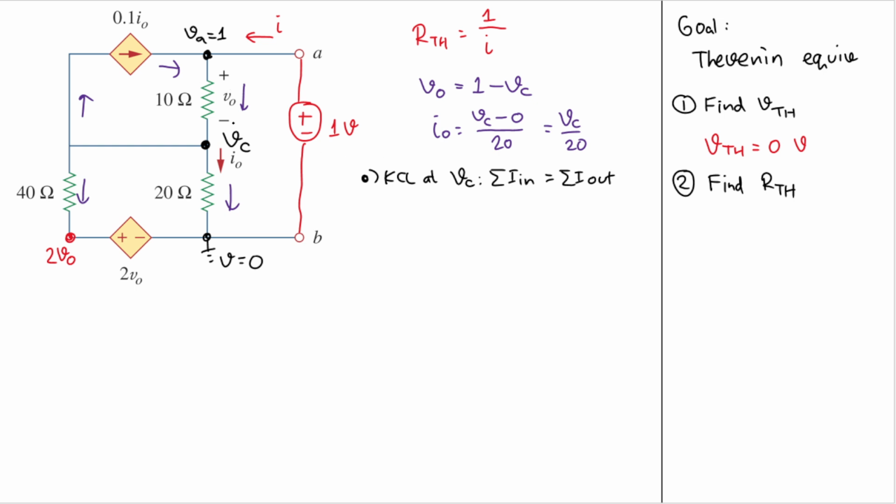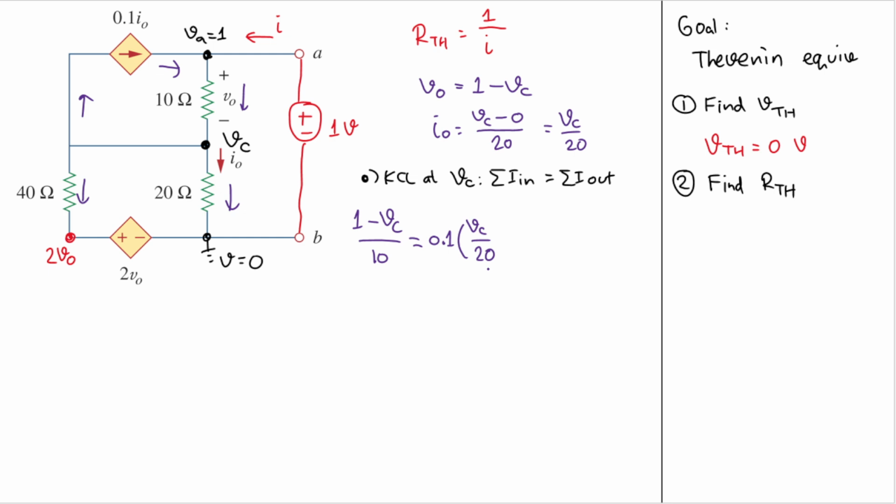The only current that goes into VC is this one, and that current comes from VA. VA is 1 volt, and the current goes to VC divided by 10. I will have 10 here, and that will equal 0.1 IO. But then what is IO? IO is VC over 20.